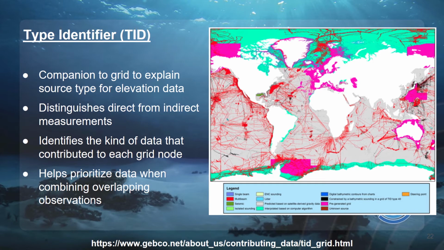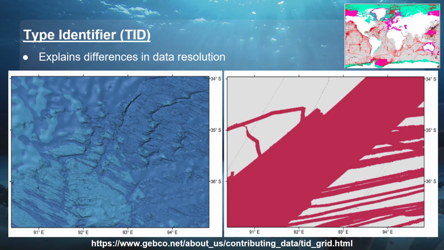It also helps us prioritize how the different raster layers, the different gridded layers, come together to build the compilation. For example, we'll prioritize multi-beam data over single beam data because the resolution and the quality of that data is better. One example of the use of the TID grid is from the MH370 data set that was contributed in the Indian Ocean. It's a nice example to show.